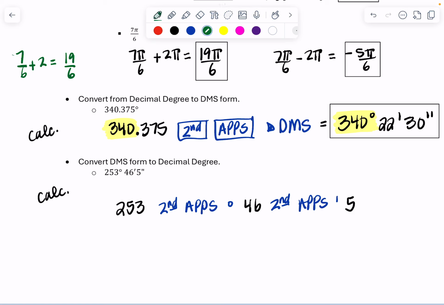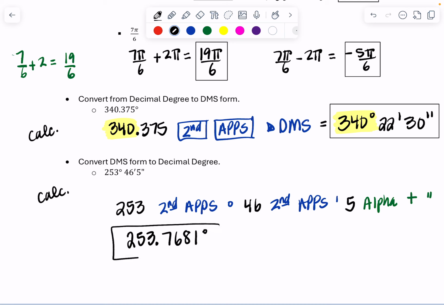So to get to that, it's a little bit different. You have to hit alpha and then the plus sign, okay? That little double tick mark thing is hidden right there. And then once you get it done, just hit enter, and it's going to give you 253.7681. We're going to go to 4 here. It's going to tell you on the test where to round to on all of these. So just read the directions, make sure you round to the place that you need to.